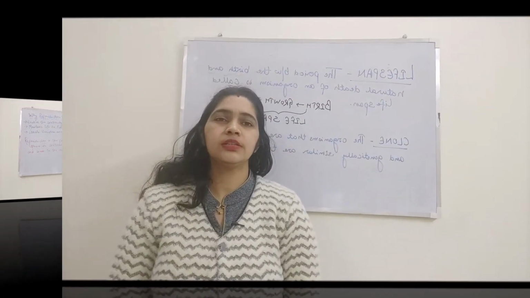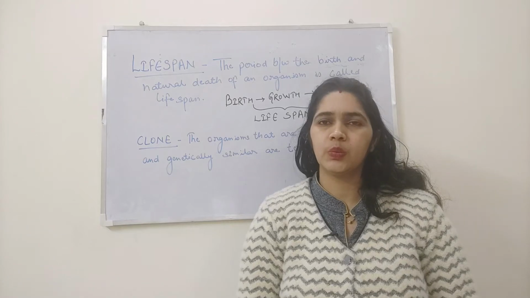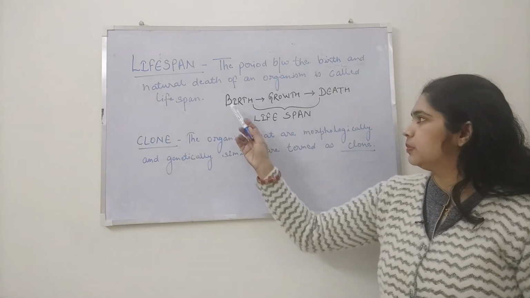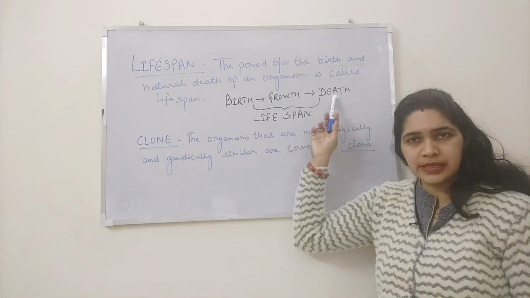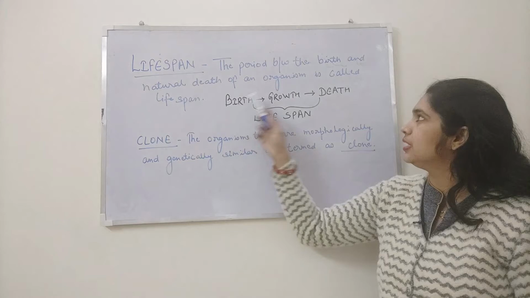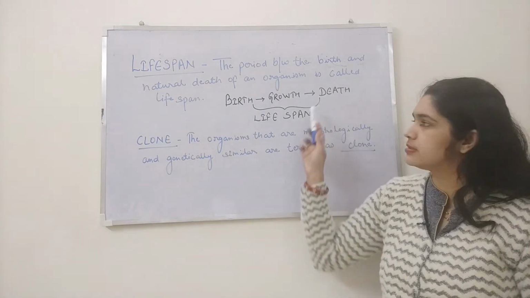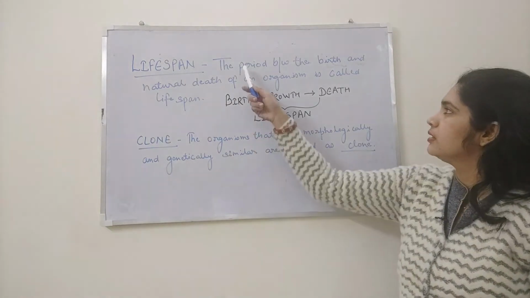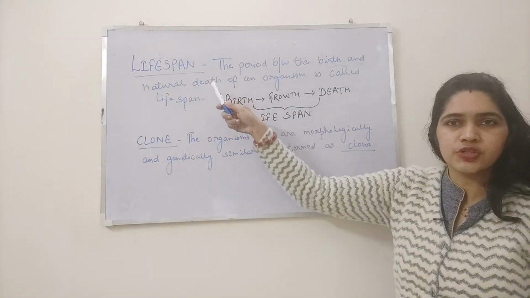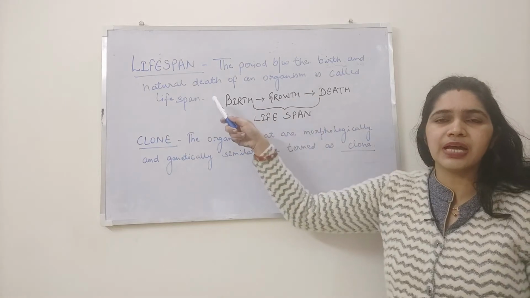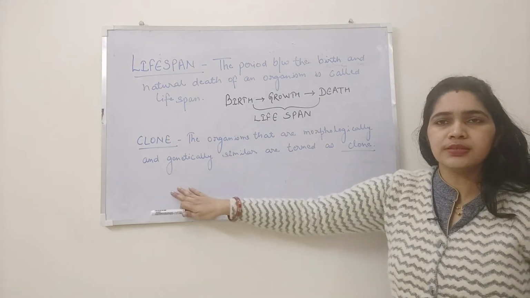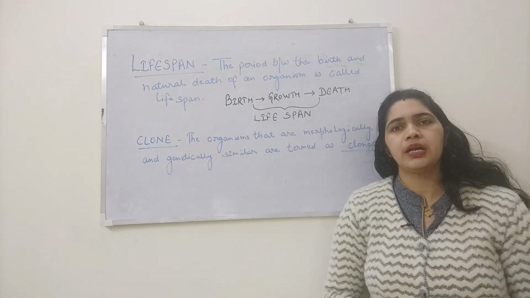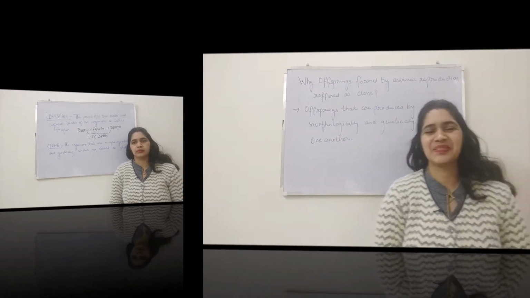Let's have an understanding of the terms like lifespan and clone. Every organism on this earth took birth, grow and then die. This period between the birth and natural death of an organism is termed as lifespan. Let's have a look at the definition of lifespan. The period between the birth and natural death of an organism is termed as lifespan. Now what is clone? The organisms that are genetically and morphologically similar are termed as clone.